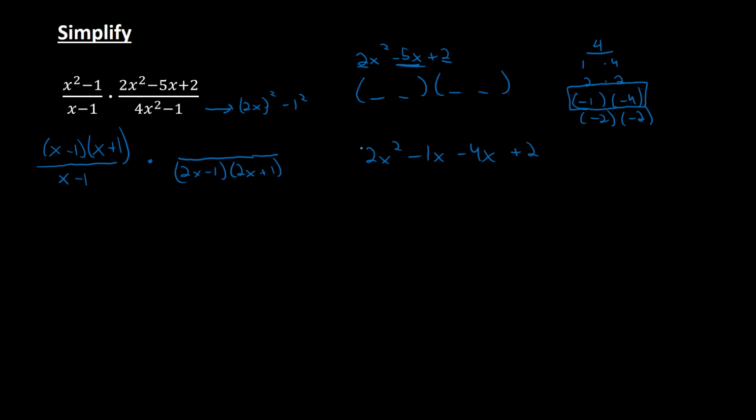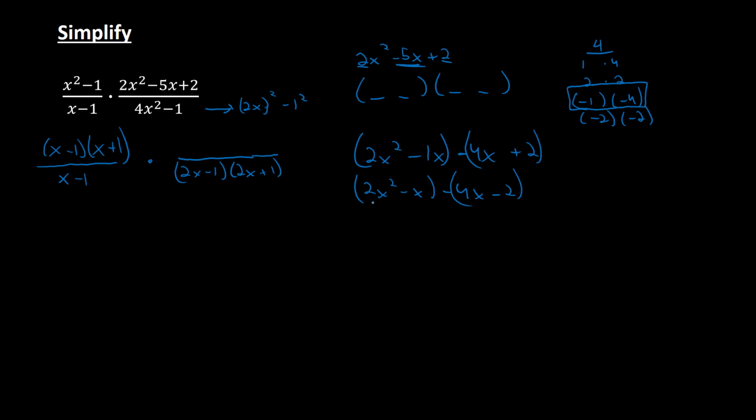And then from here, I can group and then factor by grouping. So I group these together, group these together, but be careful with the negative sign right here, because when I have the negative sign, I need to change this from a positive into a negative. So it's going to be 2x squared minus 1x, and then minus 4x, then minus 2.